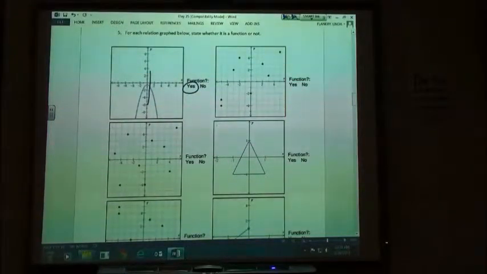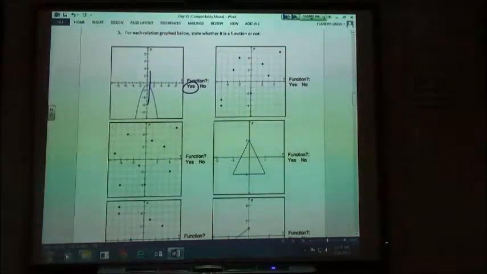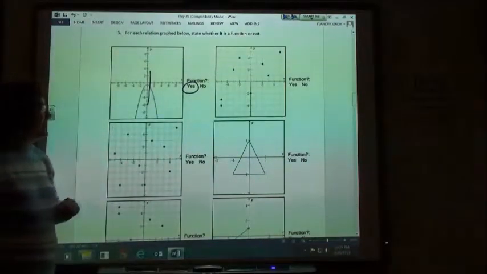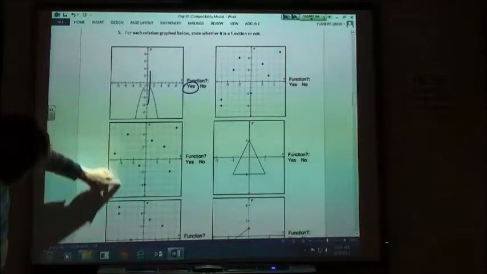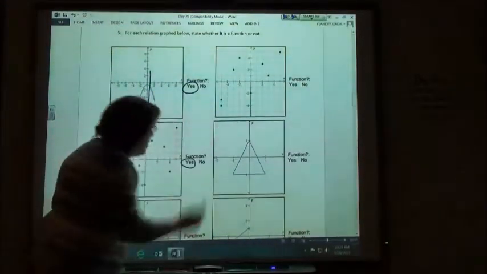So on the next one, is that going to be a function or not? So look to see, is there anywhere you can draw a line that will touch more than once? No. I'm looking at the bottom one. Okay, so if I drew my line here, nope, nope, nope. Everything looks good. So yes, that one's going to be a function.